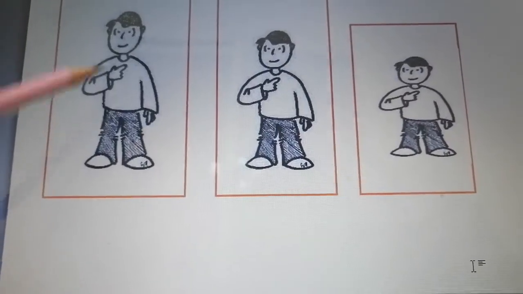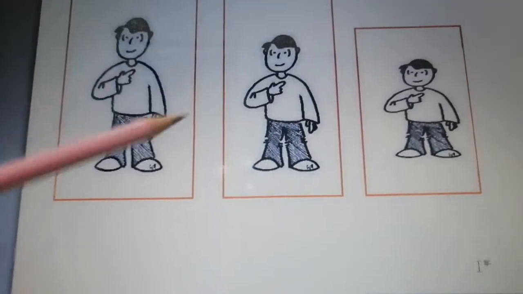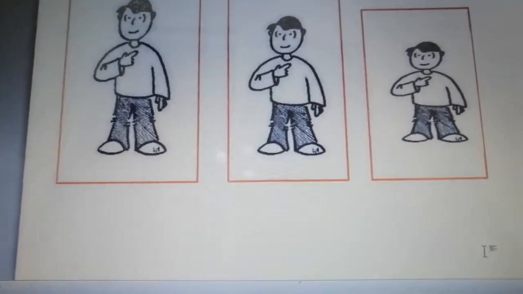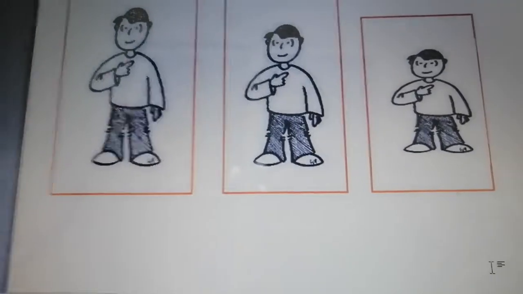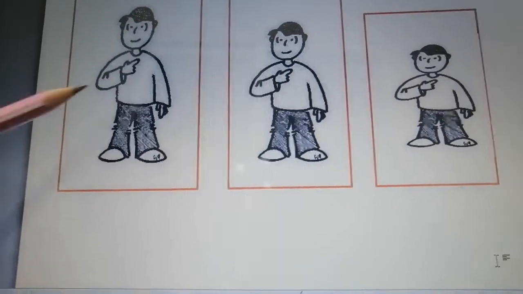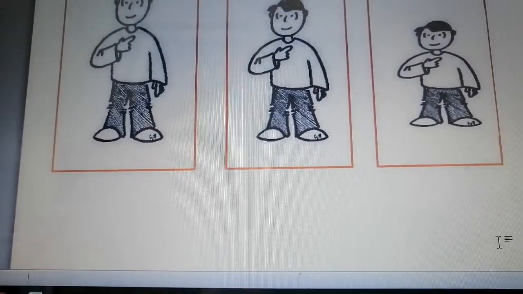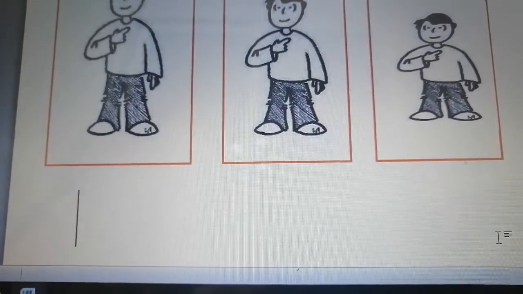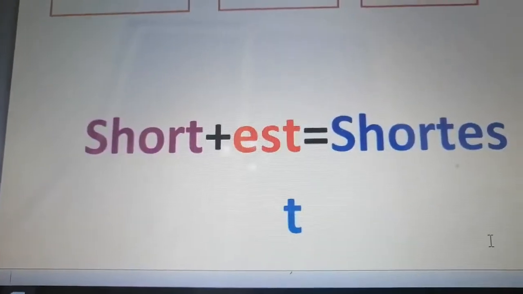If they are more than 2, they are 3 or 4 or like this. Which one is the tallest? Look at this EST. Tallest. This one is the tallest one. Which one is the shortest? This one is the shortest one. Okay. Look here. This is the adjective.